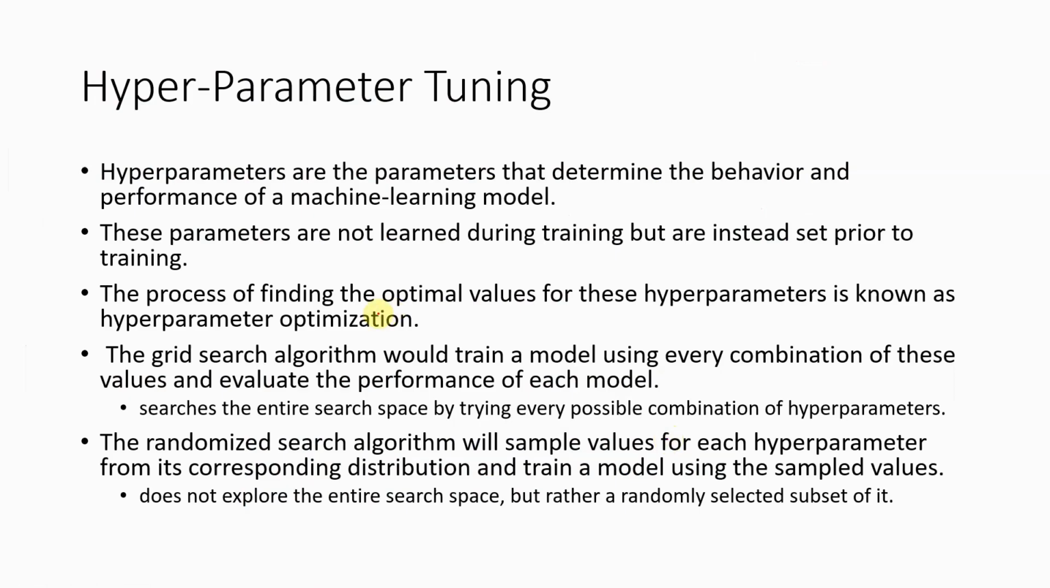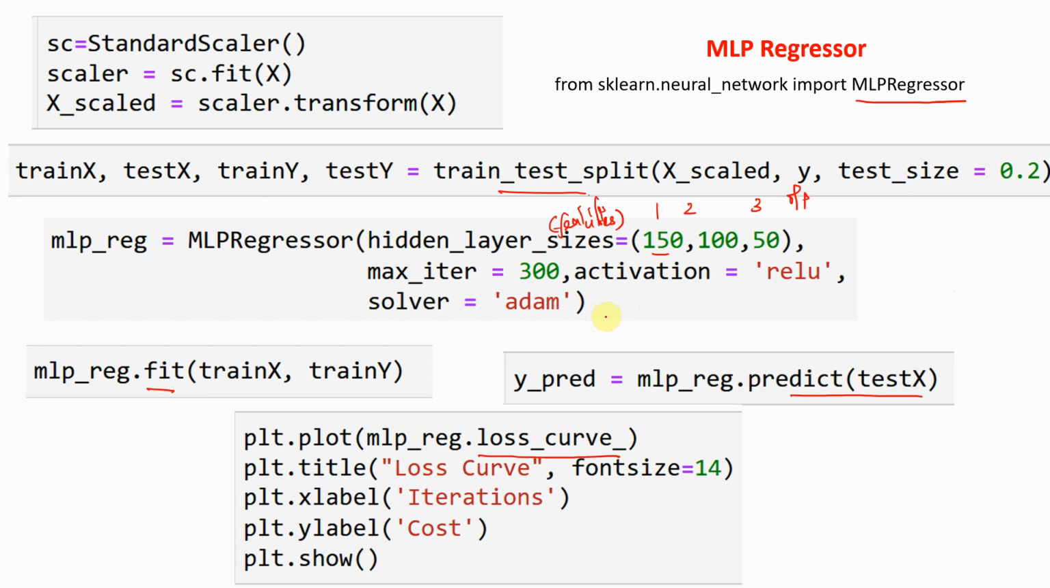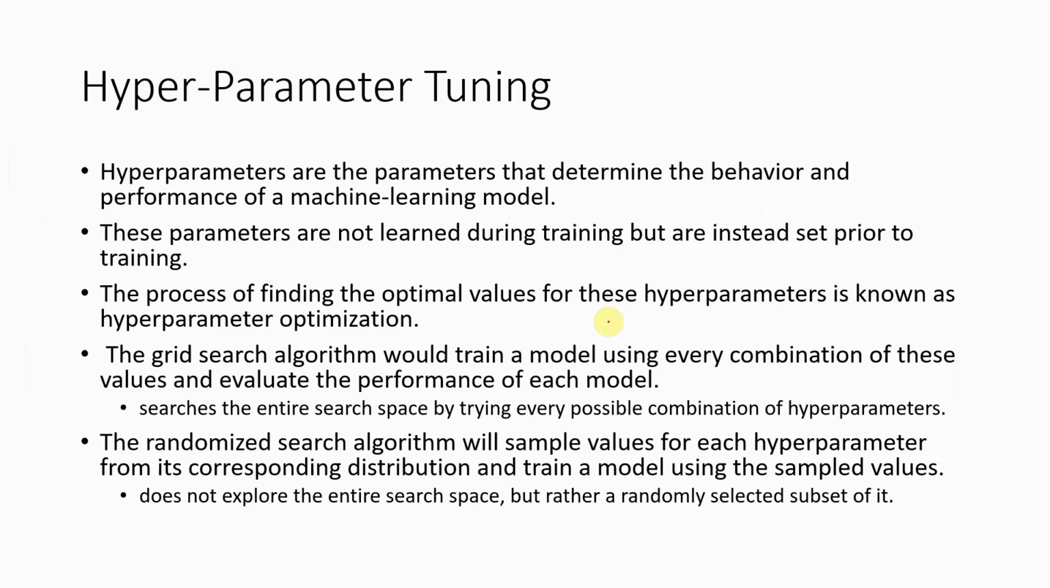And now we want to tune our hyperparameters. Hyperparameters determine the behavior and the performance of our machine learning model. So basically the learning rate and the number of iterations, and we can also optimize the activation function and the solver, the optimizer we use. All of that can be optimized using hyperparameter tuning. These parameters are not learned during the training phase; instead they are set prior to the training phase.